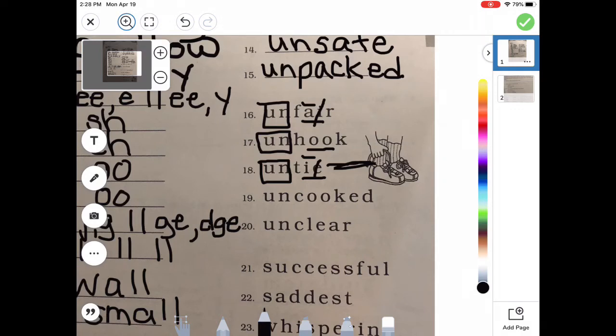Uncooked, uncooked. So box off the un. What else do you have? I've got that, I have to check my ending too. I have ED at the end. And then I've got that O-O in the middle. So uncooked, uncooked. Very good.